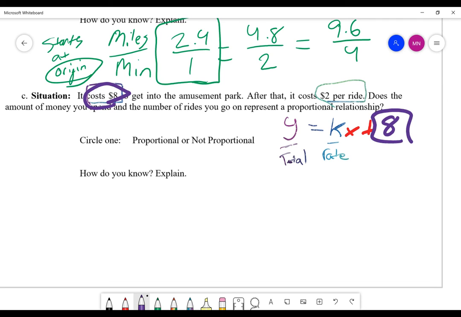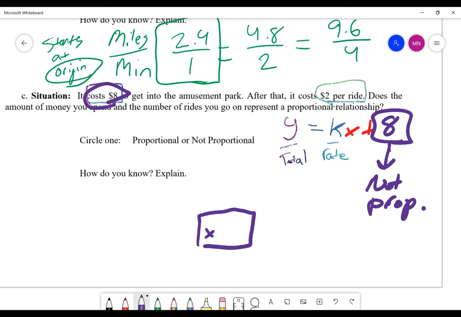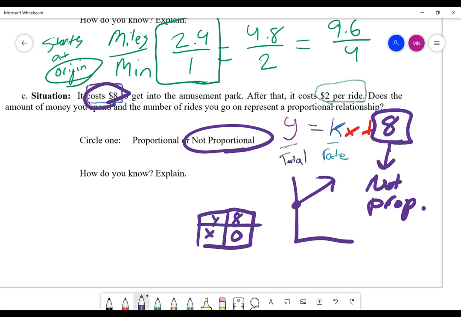Well, since we're starting at 8, this would make it not proportional because this is not the origin of 0, 0. In fact, when our x is at 0, our y is at 8 because that's what we're starting at on our graph or our table. We're going to start way up here with our y at 8 because it costs $8 to get in. So not proportional, not starting at origin.